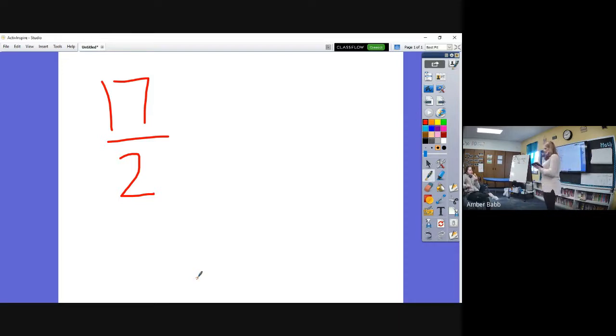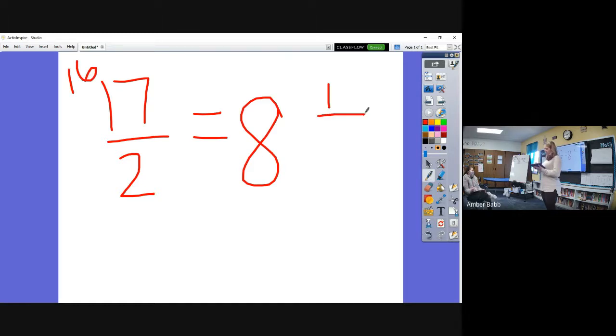Okay, so 2 goes into 17 8 times. 8 times 2 is 16. The difference between those is 1, and then I put it over my original denominator.